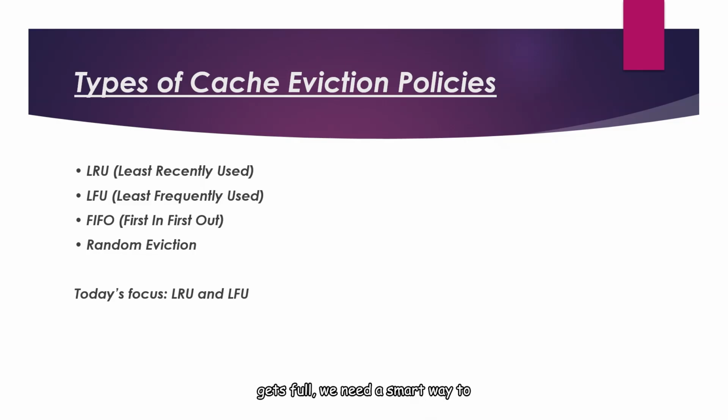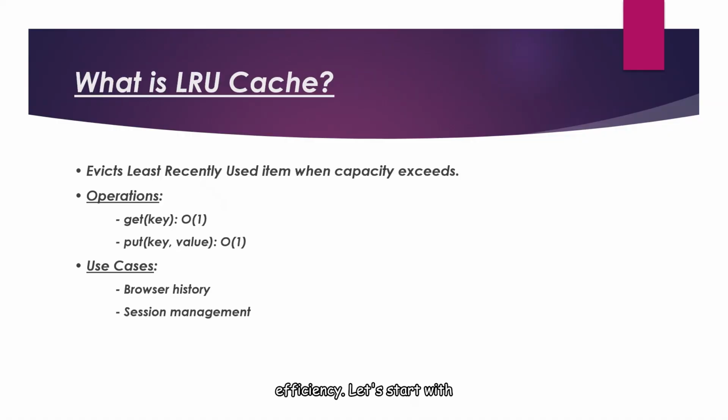Now a cache has limited space. Once it gets full, we need a smart way to decide which item to remove to make room for new data. These rules are called eviction policies. Some popular strategies are FIFO, first in first out, LRU, least recently used, LFU, least frequently used, and even random eviction. But in most production systems, LRU and LFU dominate because they strike a good balance between complexity and efficiency.